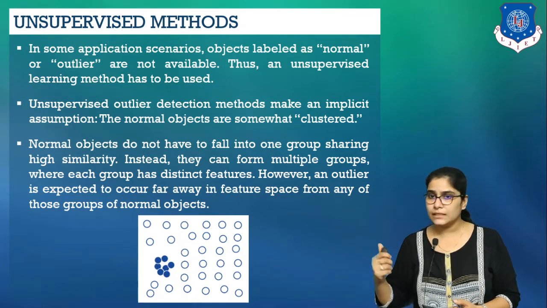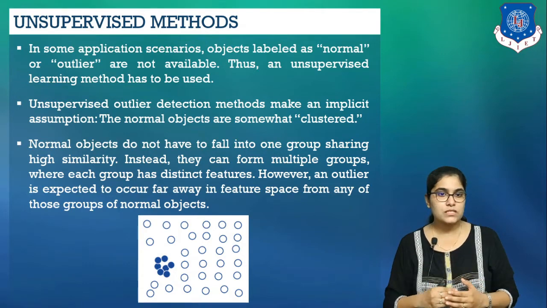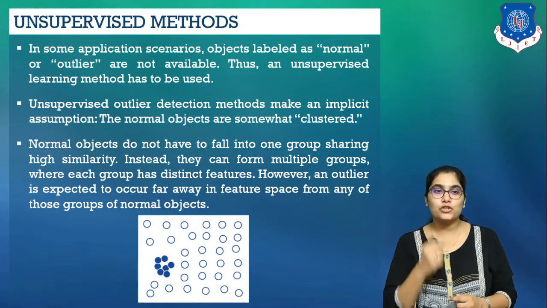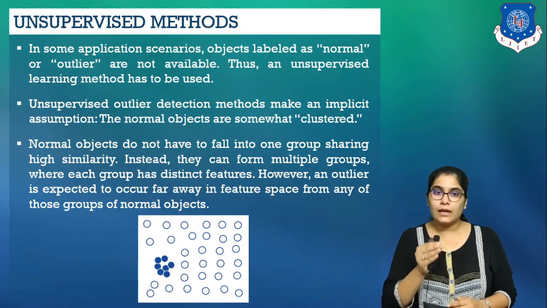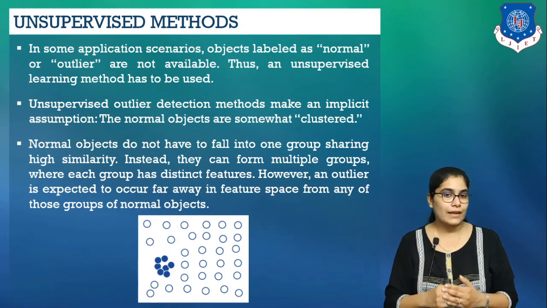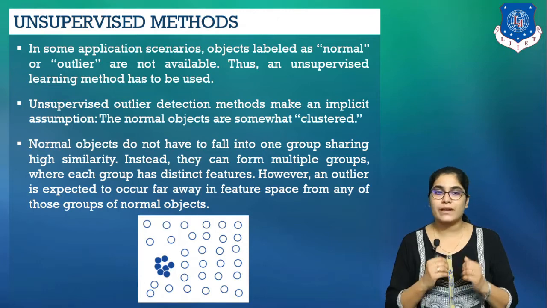For example, in the given figure, the normal objects do not share any strong patterns. Instead, they are uniformly distributed. The collective outliers, however, share high similarity in a small area. Unsupervised methods cannot detect such outliers effectively.